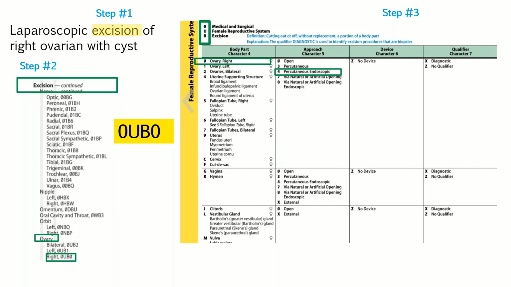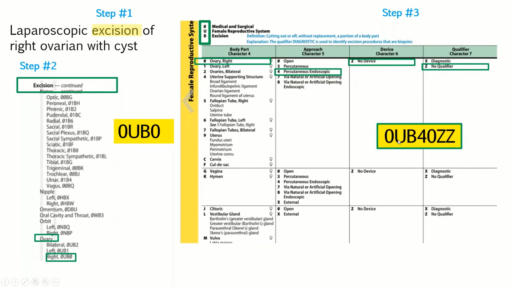And I'm going to show you why, because you have to perceive what the physician is doing. And sometimes when we're coding CPT, we don't really think about the process. So this is percutaneous endoscopic. This is no device, that's our only option, and this is not diagnostic. It is definitive, it is therapeutic. So our code will be 0UB40ZZ.